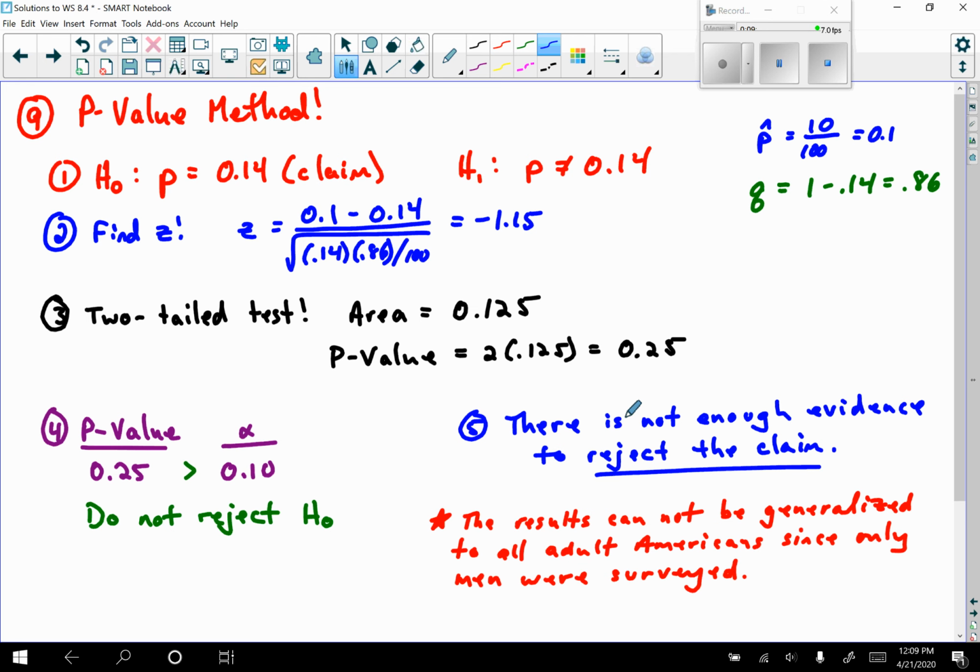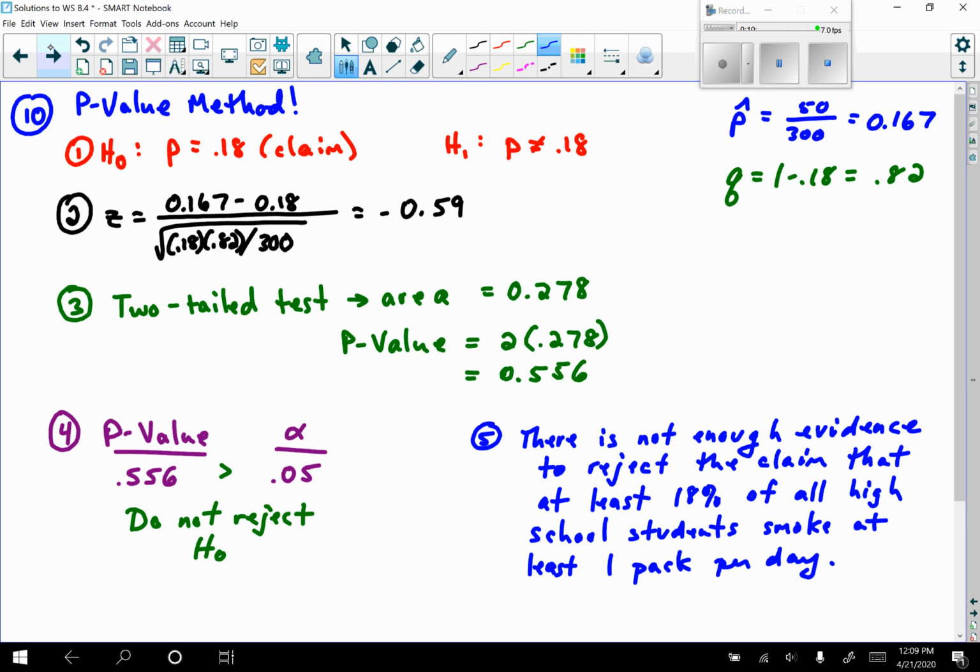So then we compare p-value to alpha, so our p-value is greater than, which means we do not reject the null hypothesis. We would say because our claim is a null hypothesis, we're going to use the word reject with this. So there is not enough evidence to reject the claim. And the second question here is, could the results be generalized to all American adults? And we can't say yes to that because only men were surveyed here. So just a follow-up question with our results.